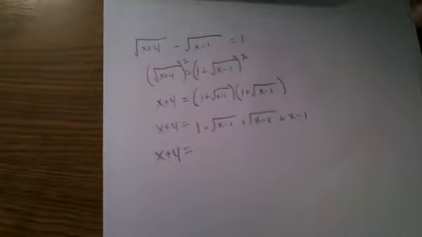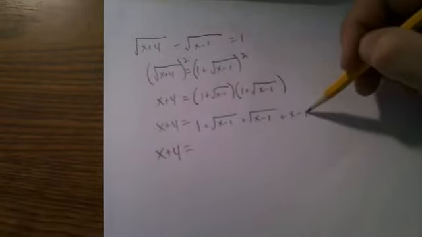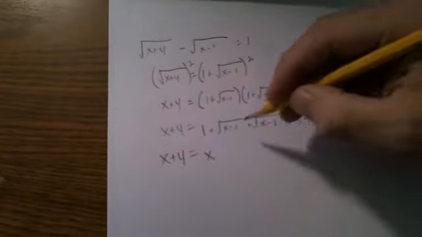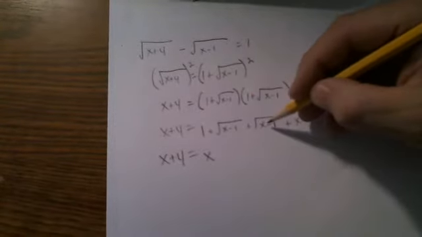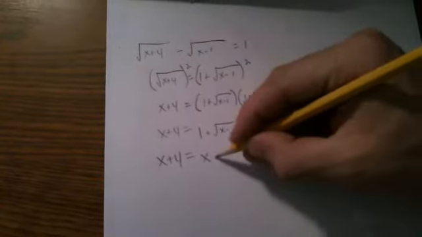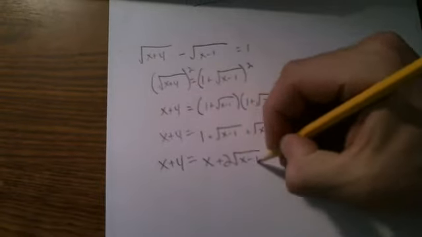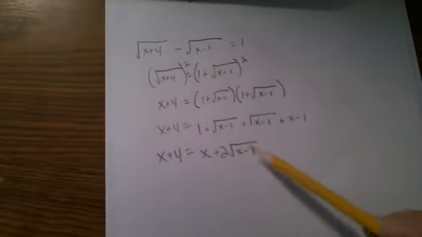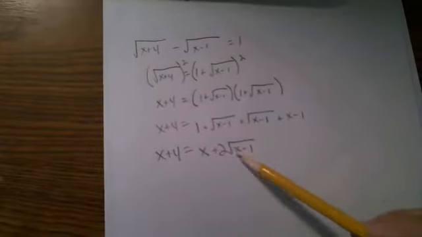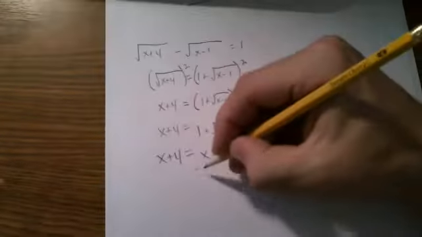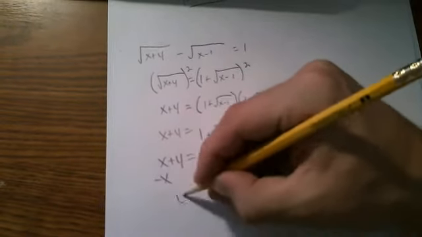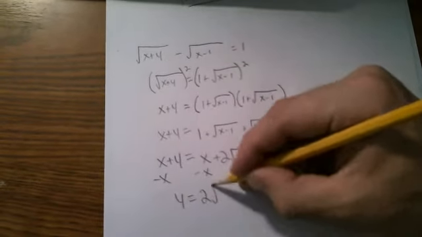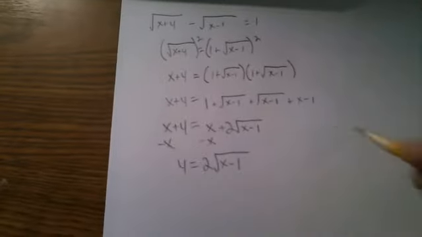X plus 4 equals. We have a 1 minus 1. They cancel. Plus x. Radical x minus 1. Another radical x minus 1. 2 radical x minus 1. So now we have a radical here. We can isolate this pretty easily. Let's subtract x from both sides, giving us 4 equals 2 radical x minus 1.